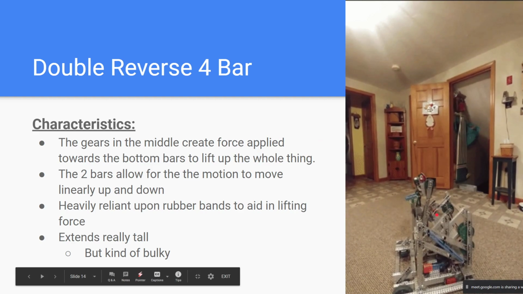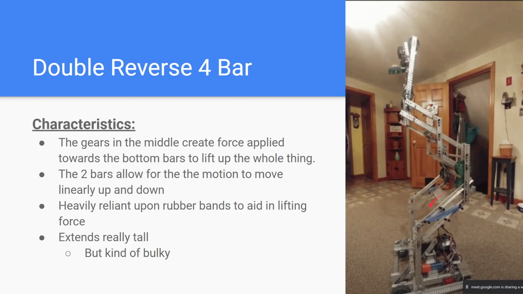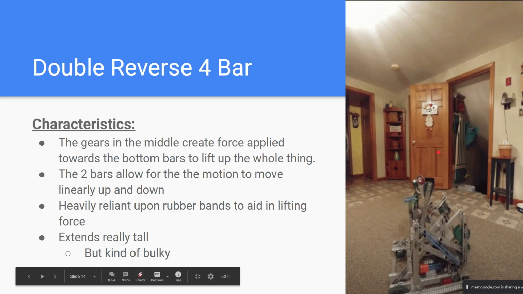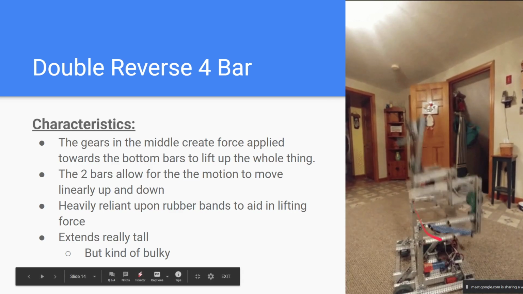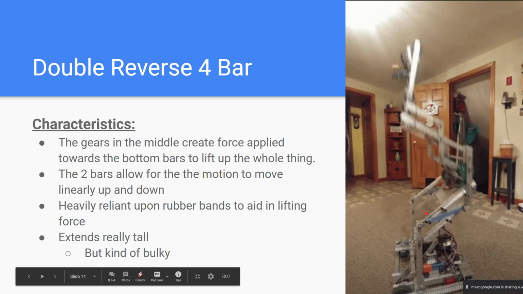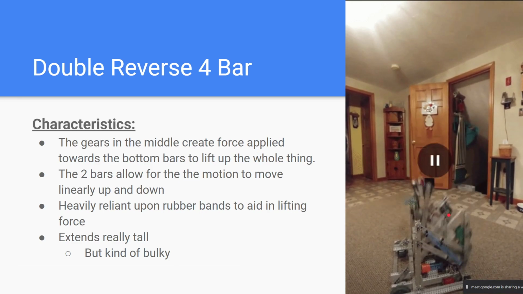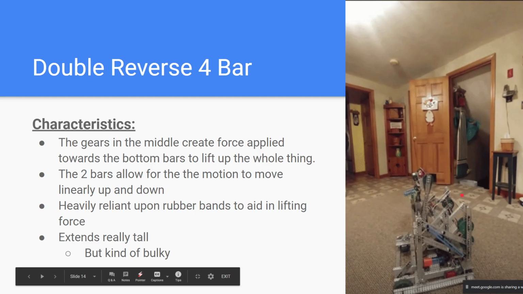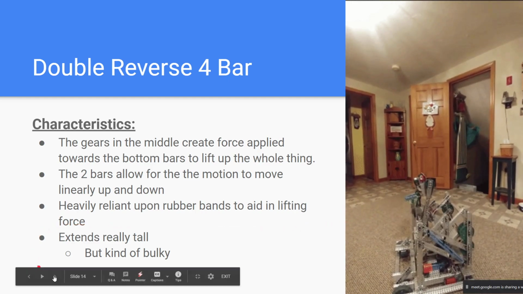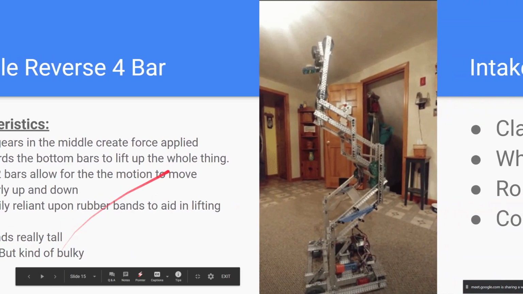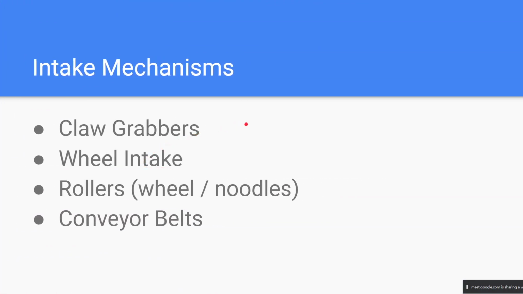I don't see this very often in FTC. Like I said last week, it's used a lot in Vex. I think it'd be more interesting to see it. I don't think there's any way we're going to use it this year. But maybe in the future, this might be interesting to see sometime. So now I have a question.